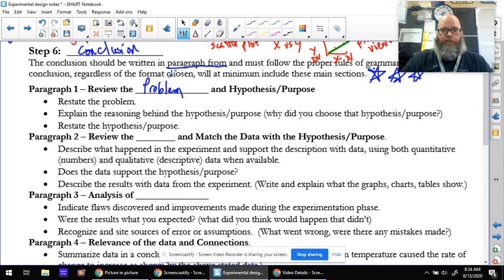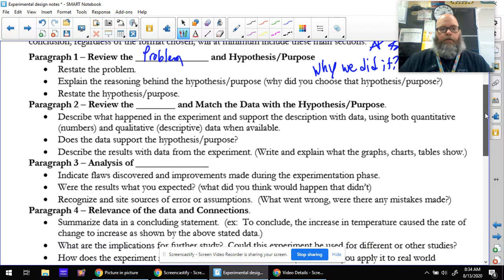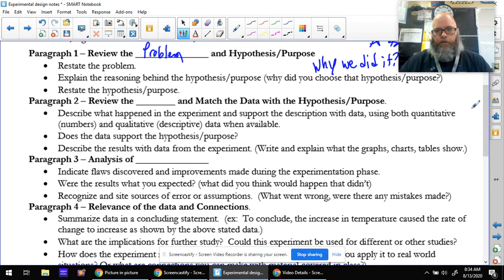That's step 1, is you need to tell the reader so that they don't have to go back to the beginning and read everything that you're doing to figure out why it is that you're doing it. This is telling you why, what the purpose was. So why we did the experiment. Paragraph 2, once you've talked about why we're doing this, what was the purpose of it. Step 2 is you want to review the data and match the data with the hypothesis, the purpose.